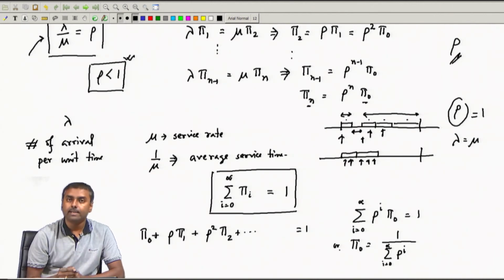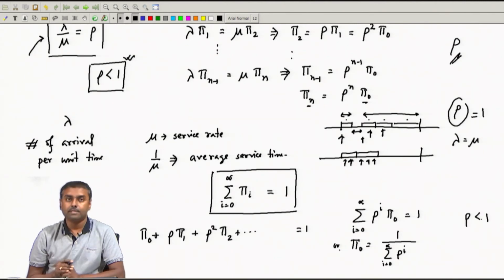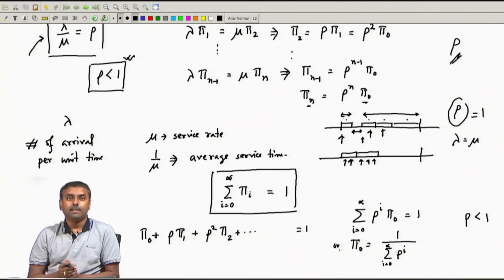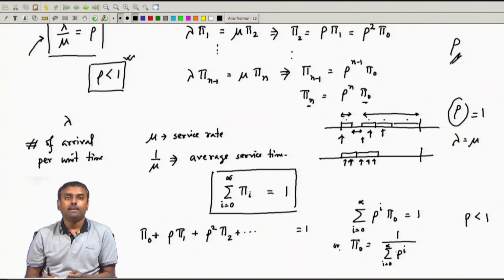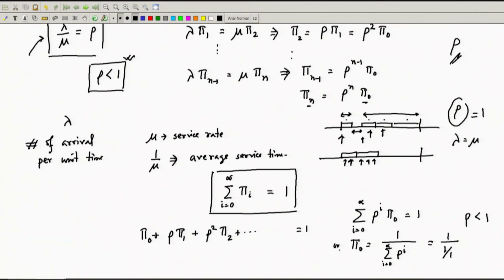This is the geometric series and rho is less than 1. This is something I know already. If that is the case, this is a geometric series, we know that its summation is 1 by 1 minus rho. So, therefore, this will be 1 by 1 minus rho, or this is 1 minus rho. So, pi 0 happens to be 1 minus rho.